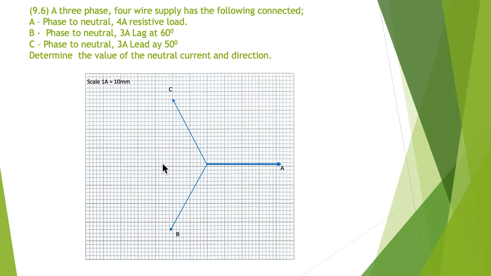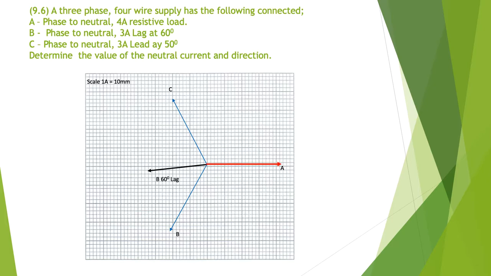So 9.6, a three-phase, four-wire supply has the following connected. On A phase to neutral, 4 amps resistive load. B phase to neutral, 3 amps lag at 60 degrees, and C phase to neutral, 3 amps lead at 50 degrees. Determine the value of the neutral current and its direction.